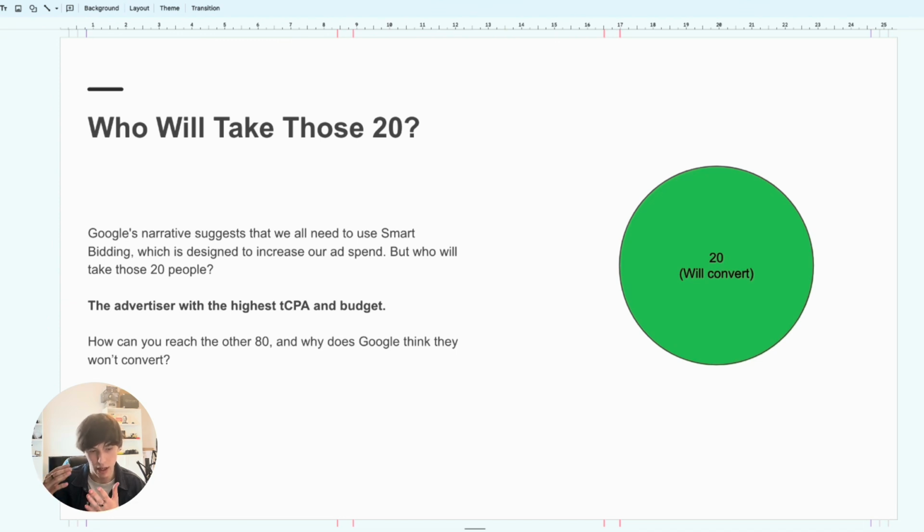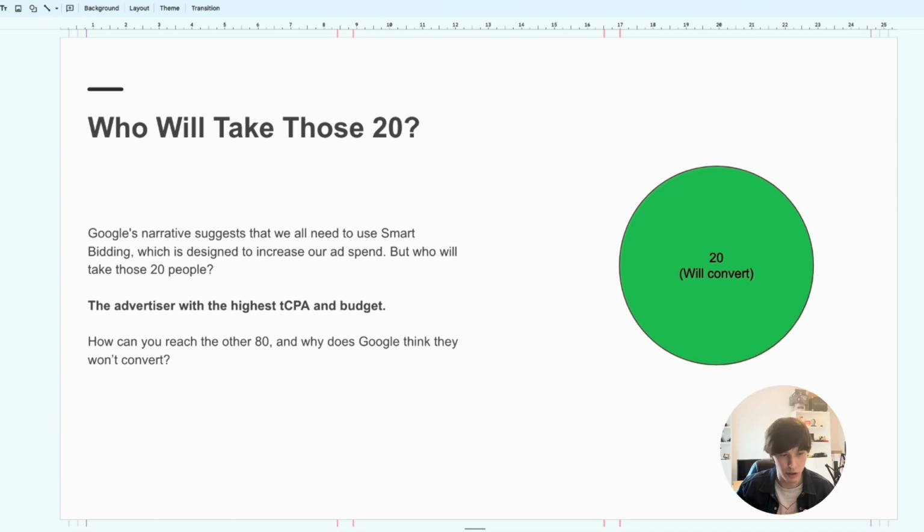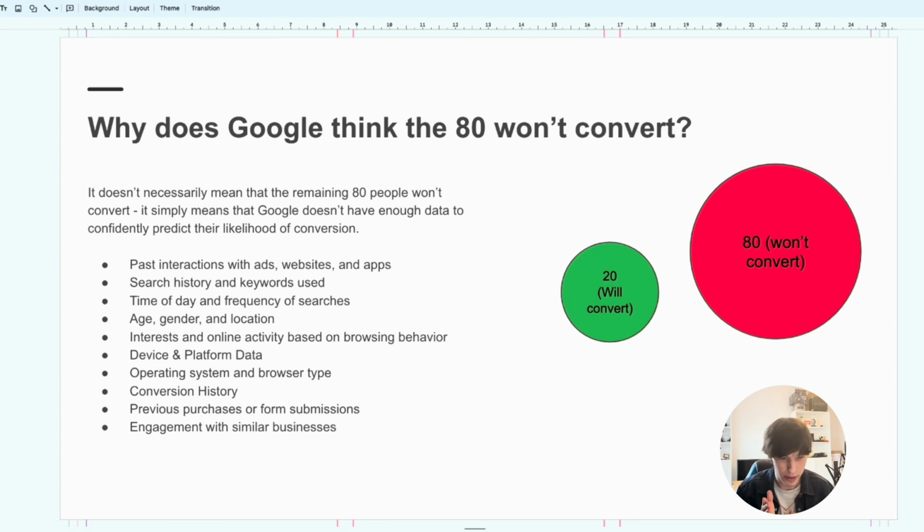the advertiser with the highest target CPA and budget. And for Google, it's okay because they will earn more, because people are spending big budgets for these 20 people. So how can we reach the other 80 people, and why does Google think that they won't convert? So let's go here. And why does Google think that 80 won't convert?